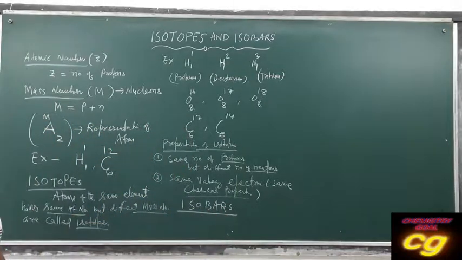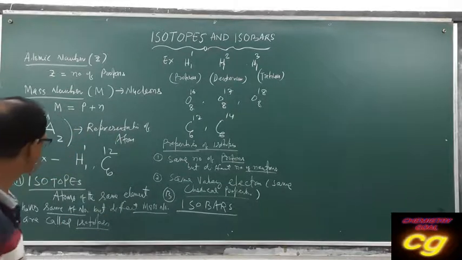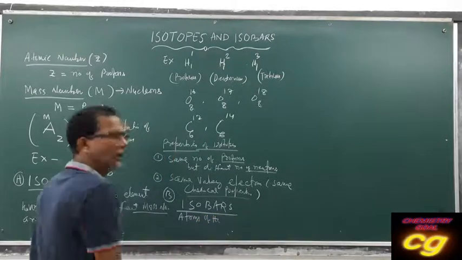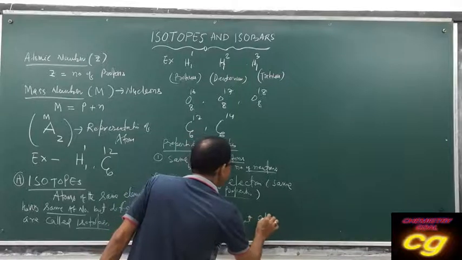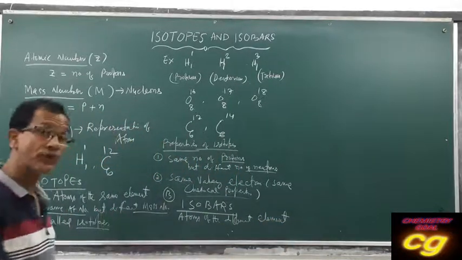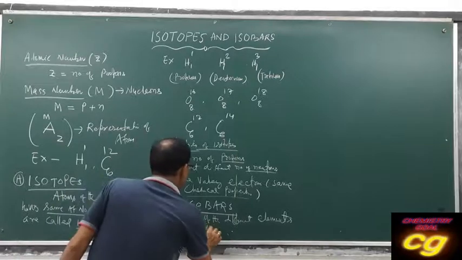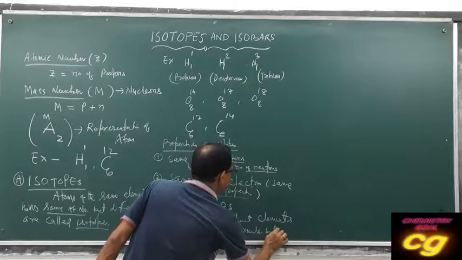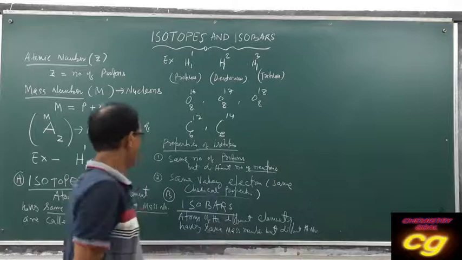What are isobars? This is the first important thing. Isotopes, this is isobars. What are isobars? Isobars are just the opposite. Atoms of different elements having the same mass number but different atomic number are called isobars.